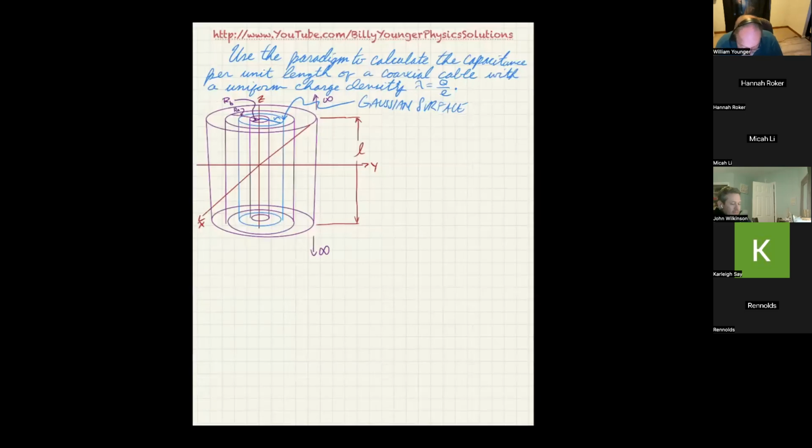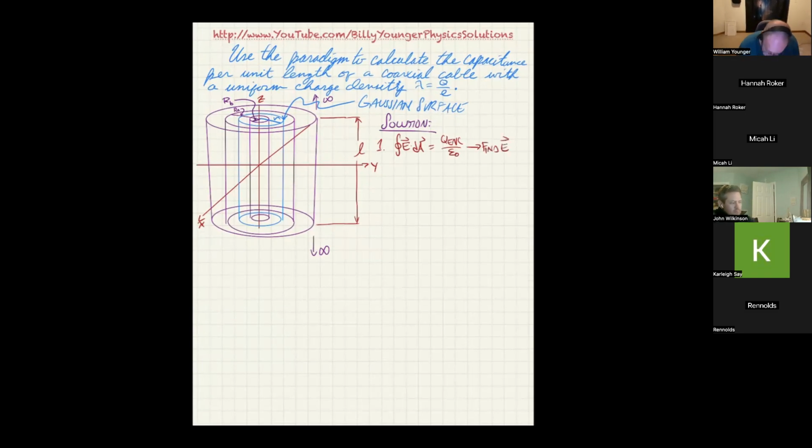I know the charge per unit length is lambda. I have my Gaussian surface. I'm going to start step one of my paradigm. So let's start off with solution. So step one, the closed integral E dot dA equals Q enclosed over epsilon naught, find E.